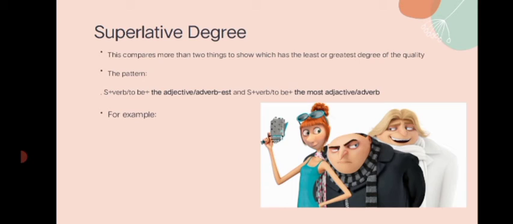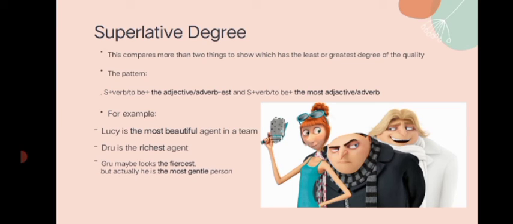For example, we can say Lucy is the most beautiful agent in the team. As we know, she is the only girl in the team. Drew is the richest agent. Yeah, Drew has more money than anyone in the team. Drew may look the fiercest, but actually he is the most gentle person. We can see Drew has no smile, so maybe we assume that Drew is fierce, but actually he is the most gentle person of all the members in the team.